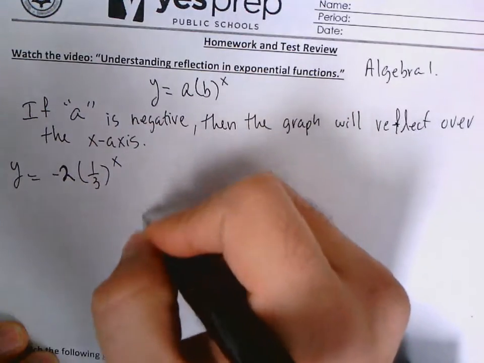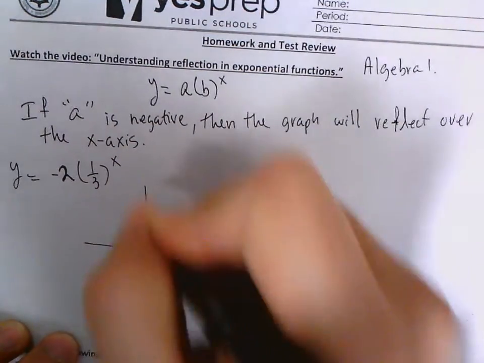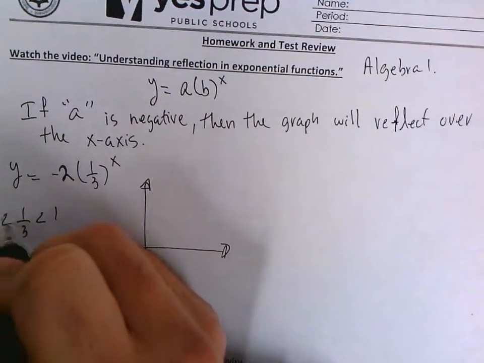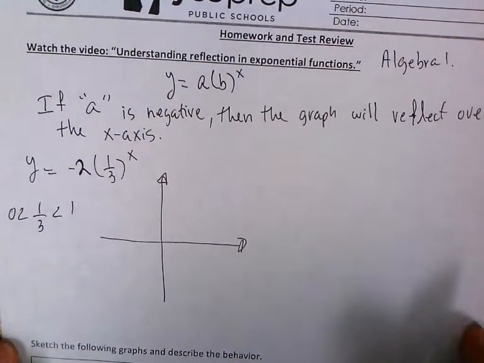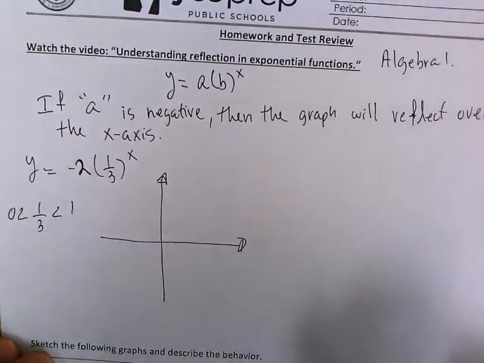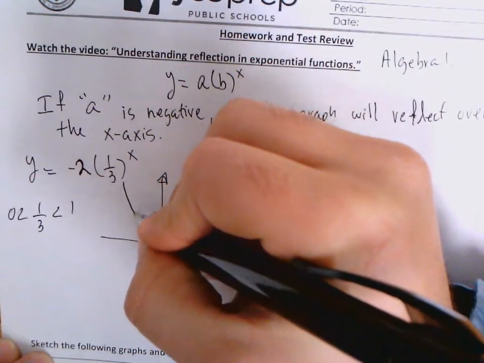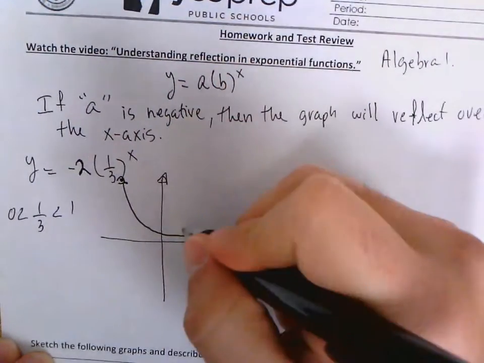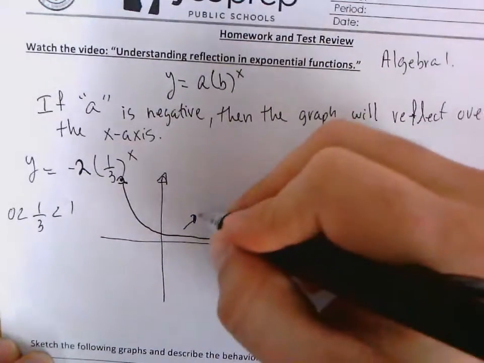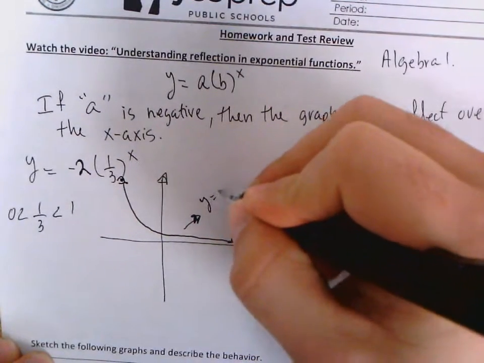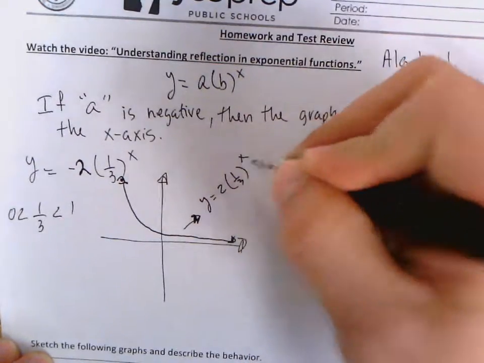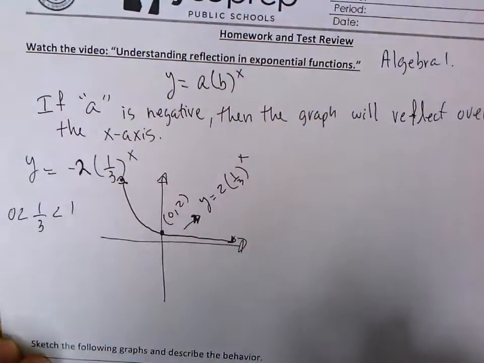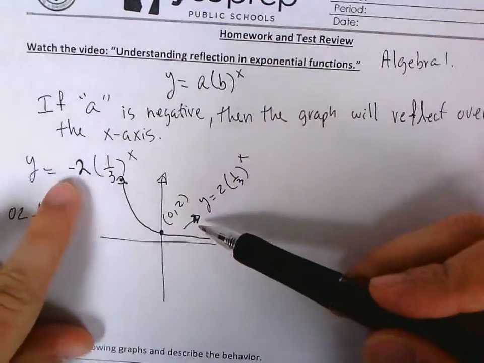I know that if I was to graph that, because 1 over 3 is between 0 and 1, my graph is going to be decreasing. So my graph will look something like this. This is not the exact graph, but this is a sketch of the equation y equals 2 times 1 over 3 to the power of x. And I'm going to make sure that I denote the y-intercept. This is (0, 2).